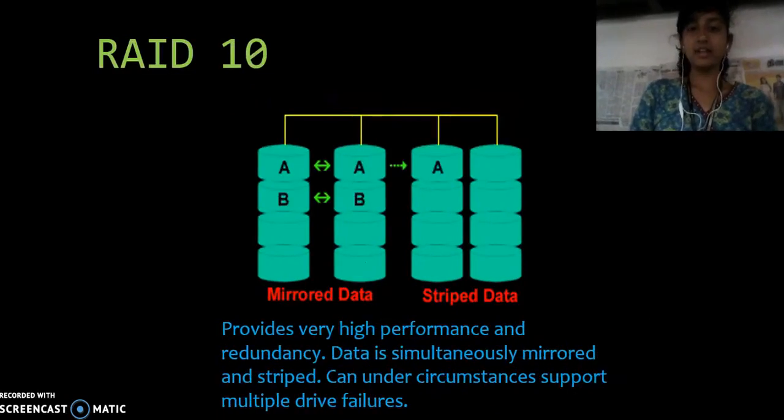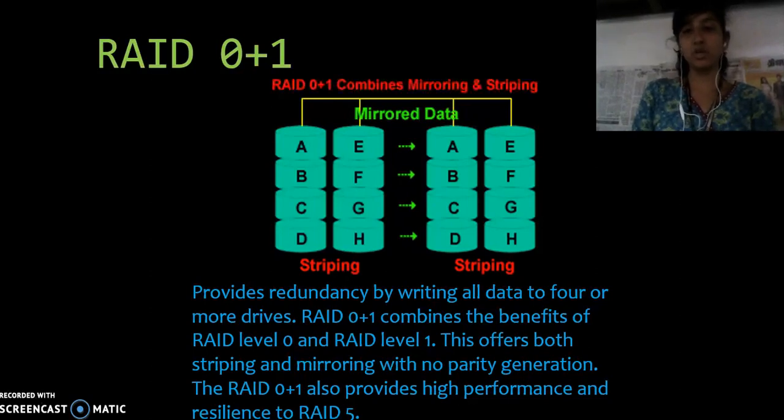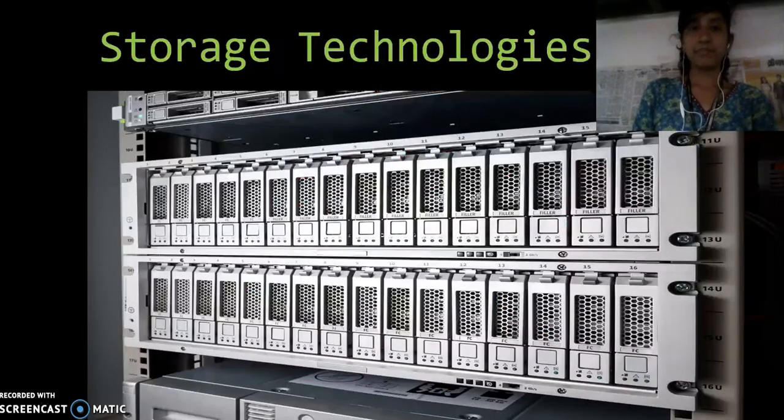Next is RAID 10. RAID 10 uses both mirroring and striping. It provides high performance and redundancy as well. All the data is simultaneously mirrored and striped. Next is RAID 0 plus 1. This is a combination of both RAID 0 and RAID 1. First the striping is done. Once the data is entered into the disk, it is first striped, and then it goes for mirroring. So it is exactly the combination of both RAID 0 and RAID 1 levels.